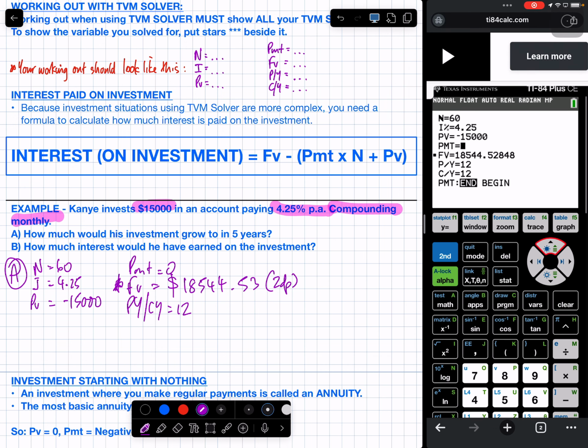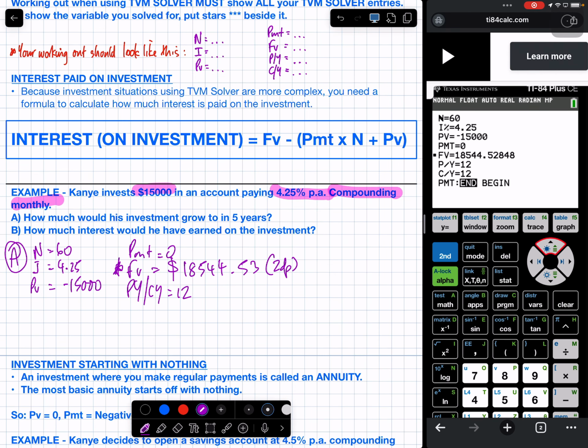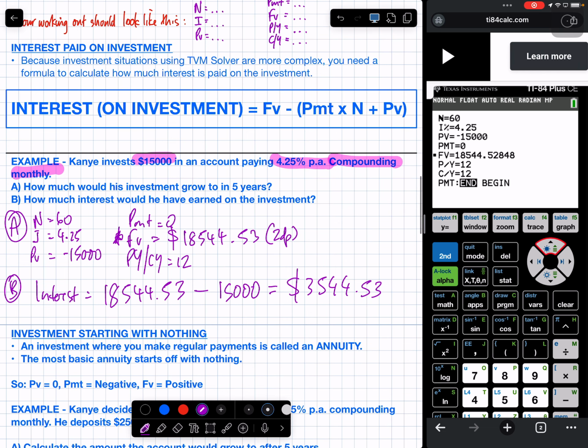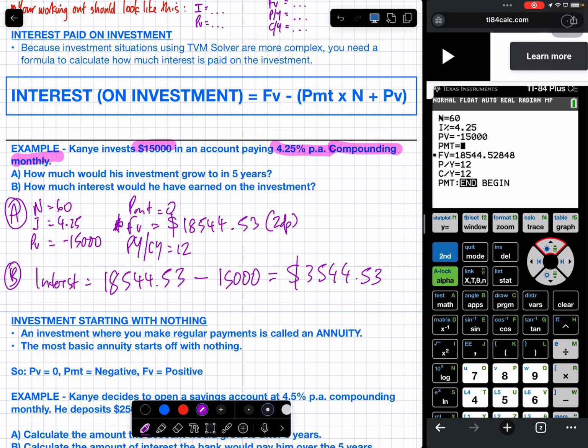Okay? How much interest would he have earned on the investment? Well, B. Interest on the investment, what did his money grow to? It grew to $18,544.53 minus. What did Kanye put in the first place? 15 grand. So he would have earned $3,544.53 in interest over those 5 years. Okay? Get that example down and we're going to do some more complex things.